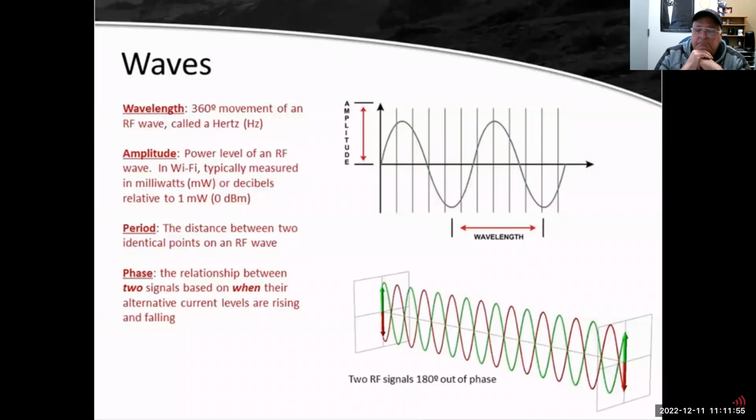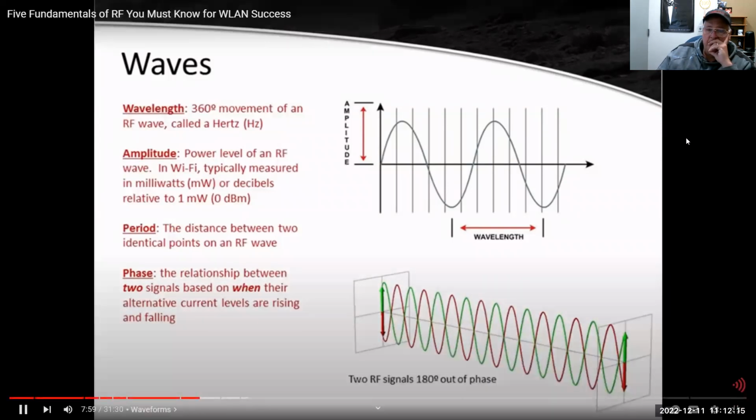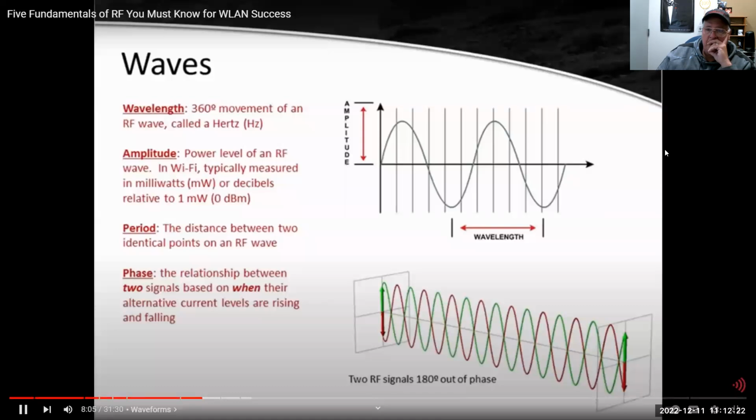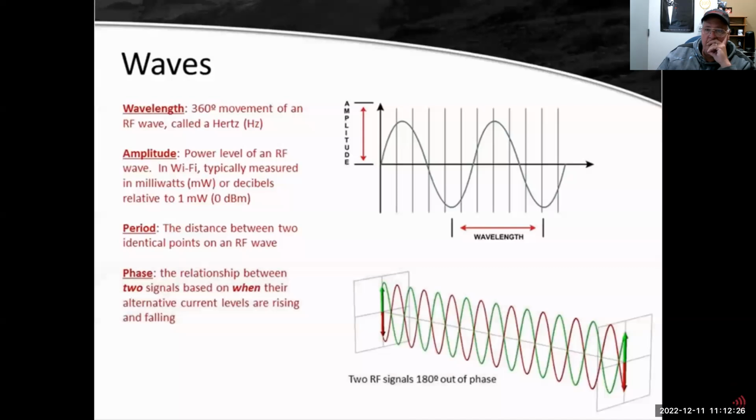The period is the distance between 2 identical points on an RF wave, and phase is really not a feature of a wave, but it is the characteristic when 2 waves are compared with one another. That is, 2 waves can be in phase or they can be some degree out of phase. When 2 waves are in phase, if they are the same wave, they strengthen the signal received. When 2 waves are 180 degrees out of phase, they can completely cancel the signals, but certainly out of phase waves arriving at a receiver cause a weakening of the signal.